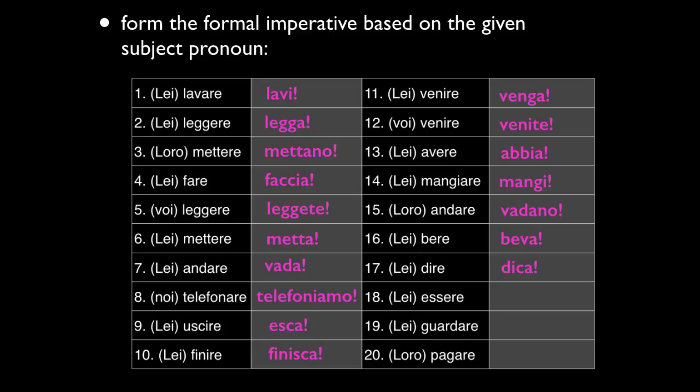18. Lei essere, that is sia. 19. Lei guardare, that is guardi. And 20. Pagare, with a loro form to end, that is paghino. So, obviously, if that were the lei form, it would be paghi. I'm sorry. Yes, it would be paghi. And because it is formal for a group of people, you just add the N over on the end, and there you go. You have paghino. That is a regular verb with the obvious addition of the H to conserve the hard G sound of pagare.